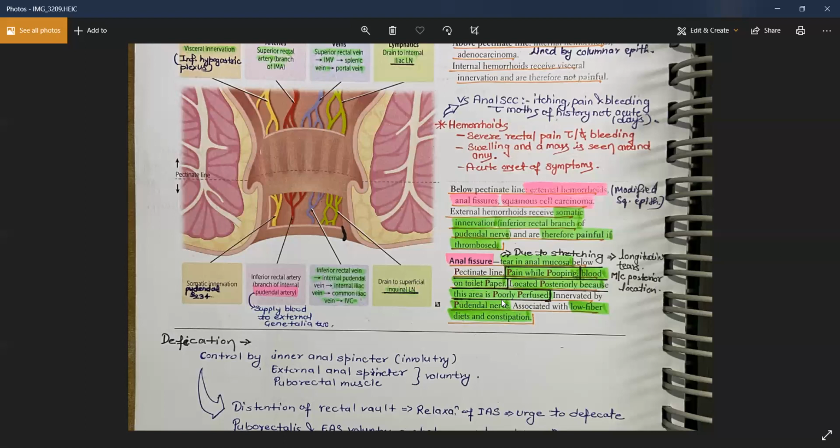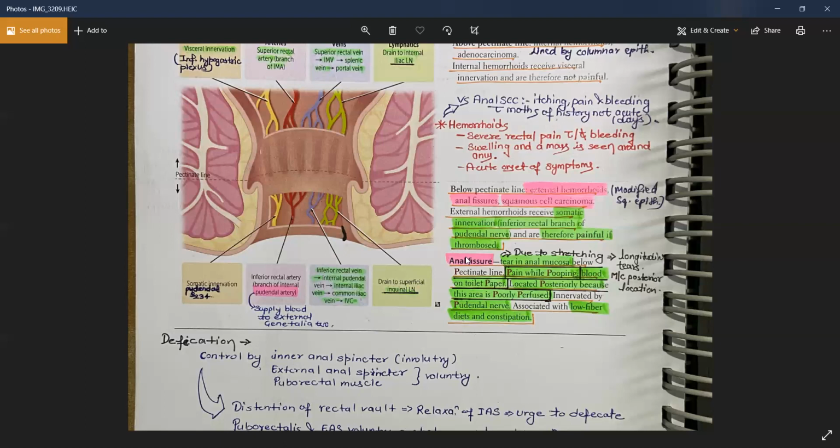How will the patient present? It will present with a very painful pooping, a very painful defecation. Also the patient will get blood on the toilet paper. So pain, blood, posterior location. The cause will be the stretching or straining and the constipation. That's all about the anal fissure.